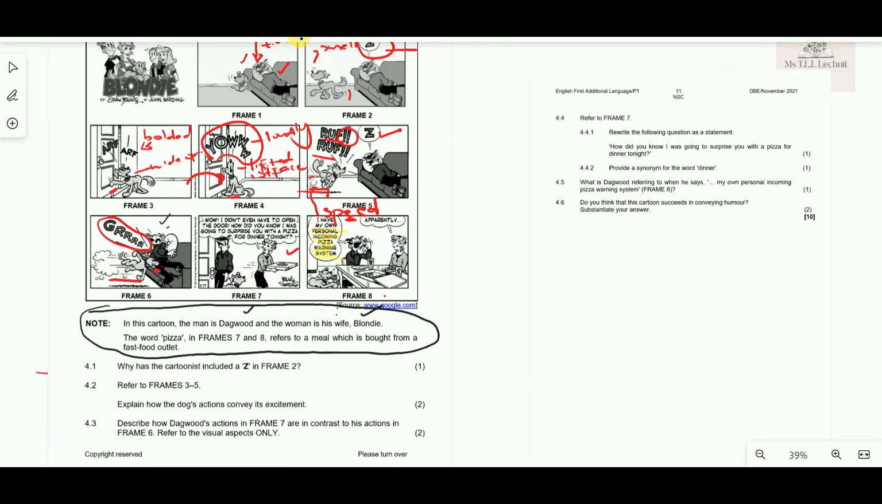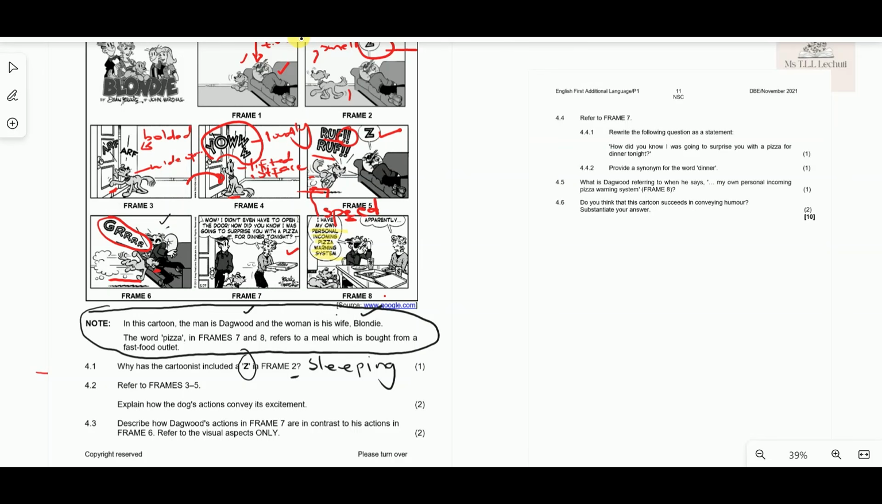Now the first question says, why has the cartoonist included the symbol Z in frame 2? And we have already answered it when we were unpacking it, to say that it is to indicate that the dog is actually doing what? That the dog is how? Sleeping. So can you see that from the analysis? You can see that from the analysis itself, we are going to directly get the answers from our own analysis that we have just done.